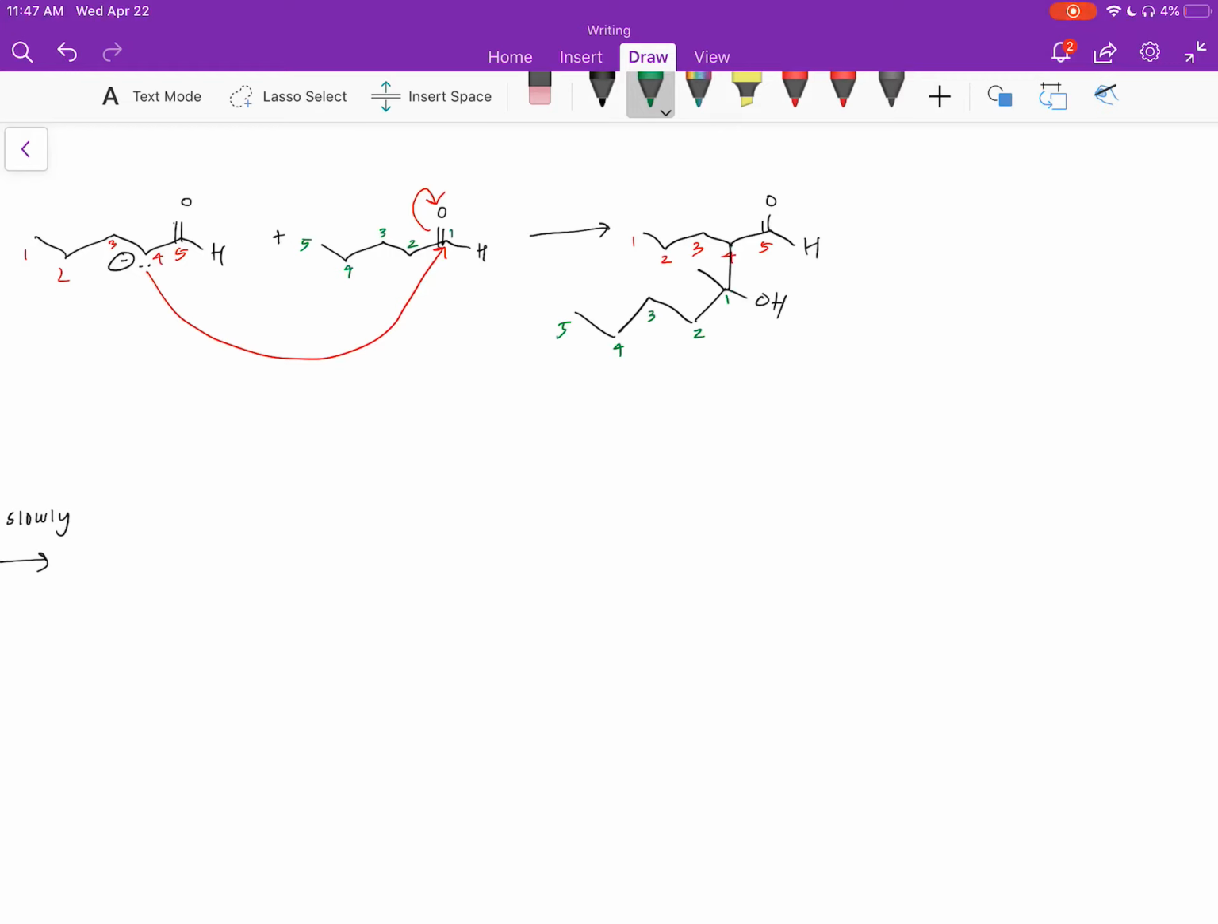And then look at what is bonded to carbon 1 in this reactant. You just have a hydrogen, carbon 2, and an oxygen. So carbon 1 here we have a hydrogen, carbon 2, and then the oxygen. You don't even have to draw in this hydrogen here. And then just the rest of the aldehyde chain, 2, 3, 4, 5.